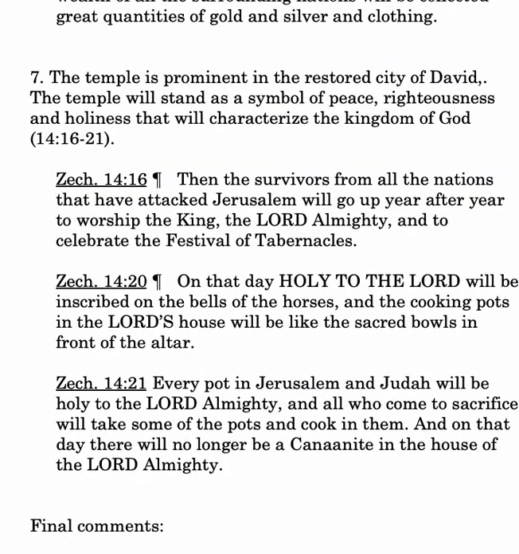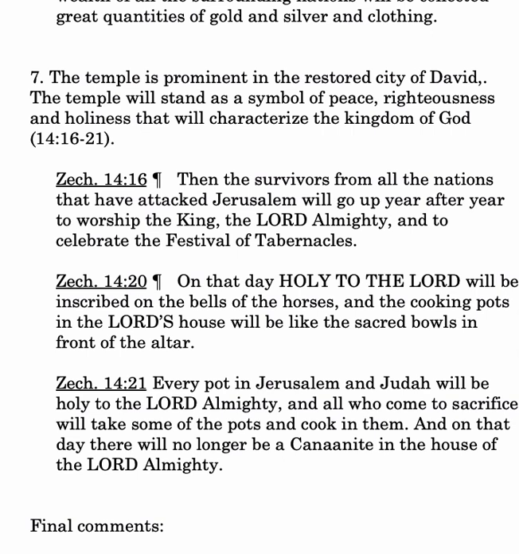Here's something you would expect. Number 7, the temple. The temple is prominent in the restored city of David. The temple will stand as a symbol of peace, righteousness, and holiness that will characterize the kingdom of God. Zechariah 14:16: Then the survivors from all the nations that have attacked Jerusalem will go up year after year to worship the king, the Lord Almighty, and to celebrate the Feast of Tabernacles.